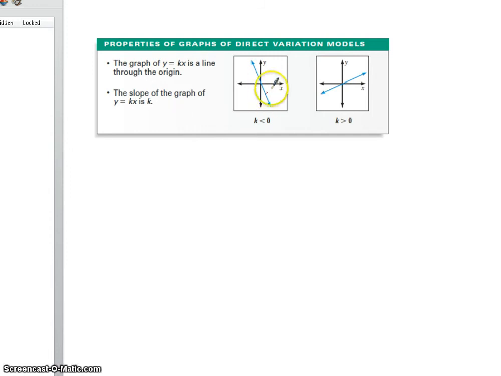So if we look at this graph, which has a negative slope, we know that k must be negative, so it's less than 0. And here's a positive slope, so here's an example where the constant of variation k is greater than 0.